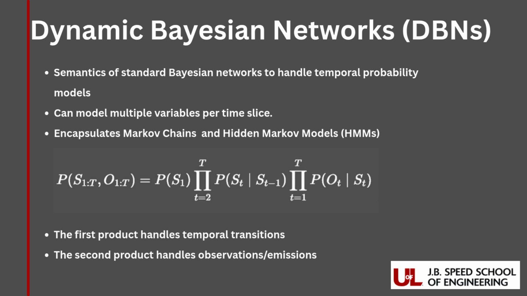And so we have two different products here. The first product handles the temporal transitions, and then the second product handles observations and emissions. And so a dynamic Bayesian network is essentially a Markov chain as well as a Bayesian network. So there is a time factor that goes into play, but then we're also going off of observations and evidence outside of our time restrictions. And so that's sort of the next piece to Bayesian networks.